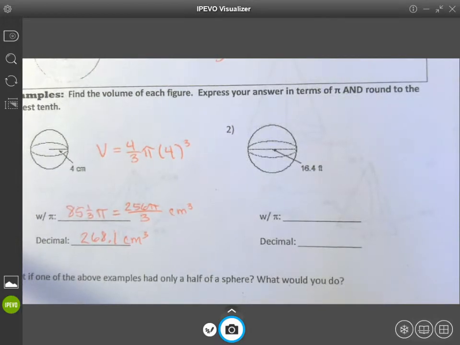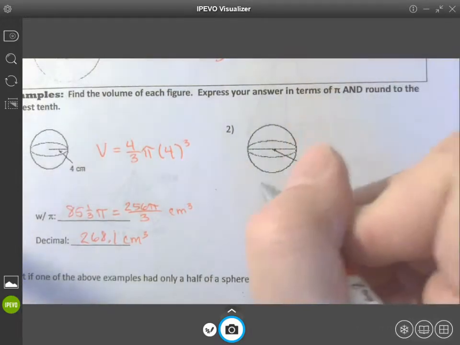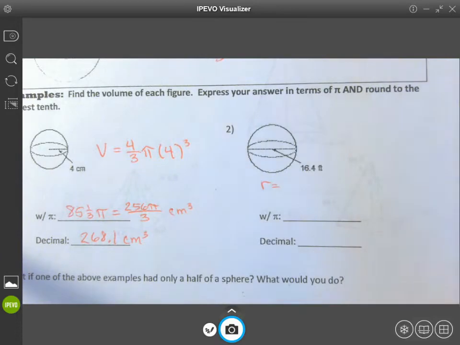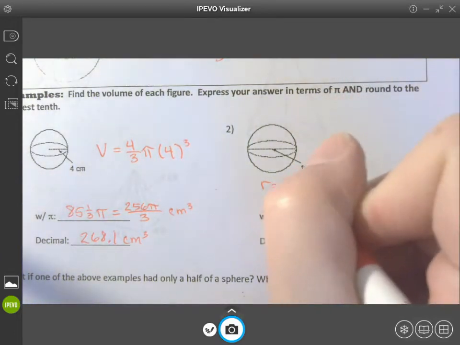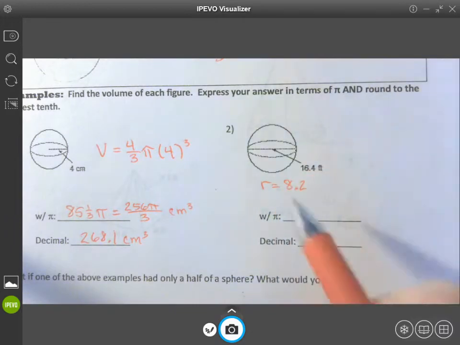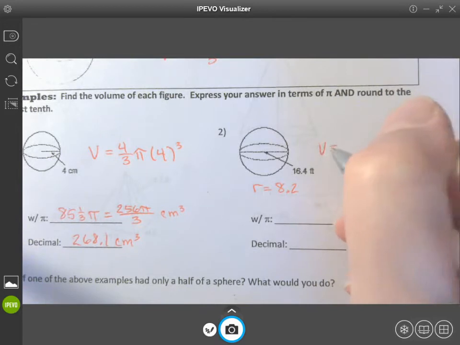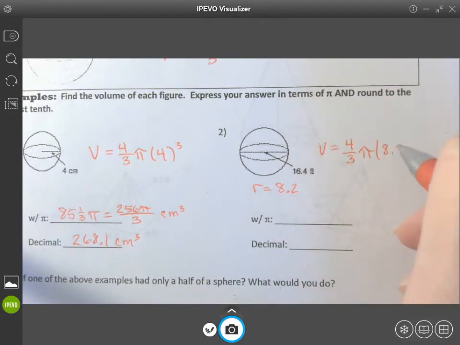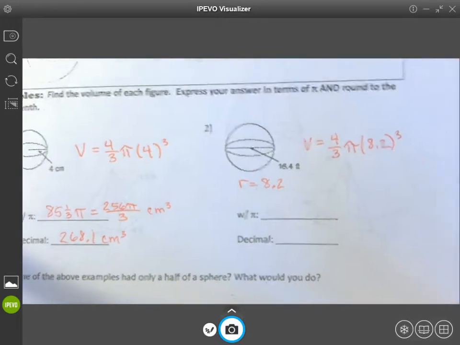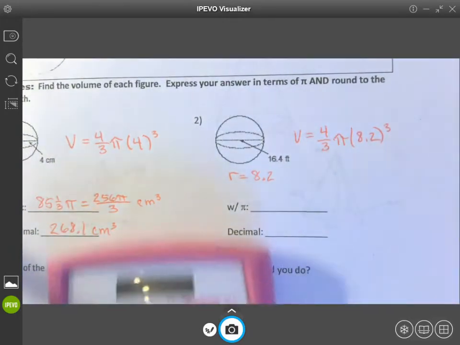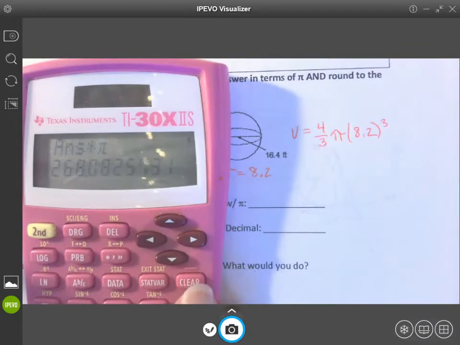They don't give me the radius, they give me the diameter. So what is my radius? Thank you. 8.2. I'm going to write that pretty big so I see it and I don't use the wrong one. Here's my volume formula. 4/3 pi 8.2 to the third. Okay, now I'm asking for the exact. That means you don't put pi in.